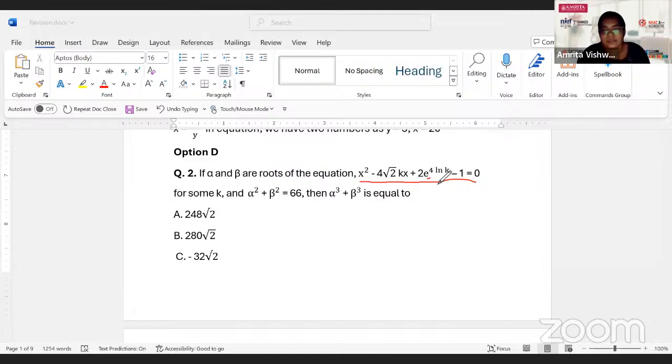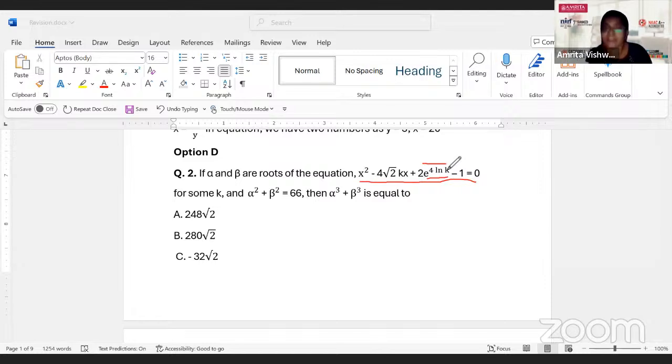Here, there is a small logic that you have to apply. e raised to 4 log k, you will be able to write this as e raised to log k raised to 4. So e raised to log will cancel and it becomes k raised to 4. So you have simplified this into k raised to 4.